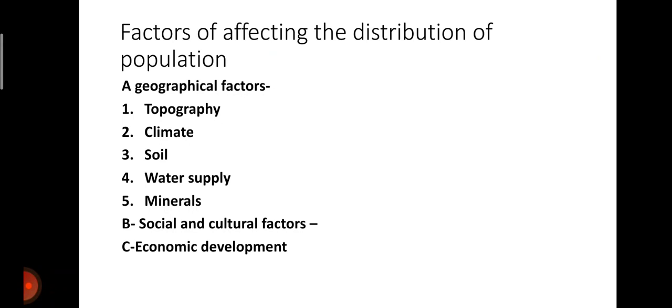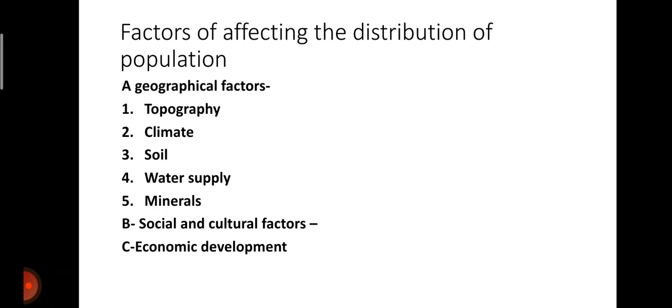Water supply: you know, students, that water is life, meaning jal hi jeevan hai. So we can see the examples of the old civilizations, which developed on the banks of rivers or where water was available, like the Indus civilization, Mohenjo-daro and also the Harappa civilization, which were developed on the banks of rivers.